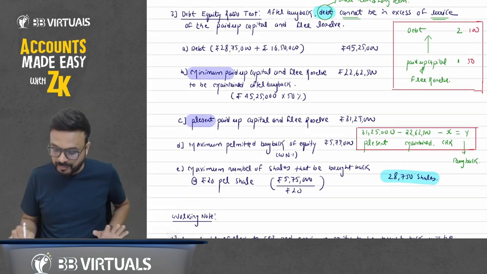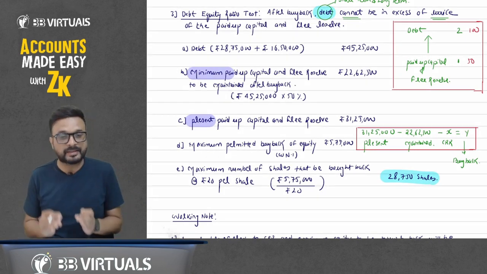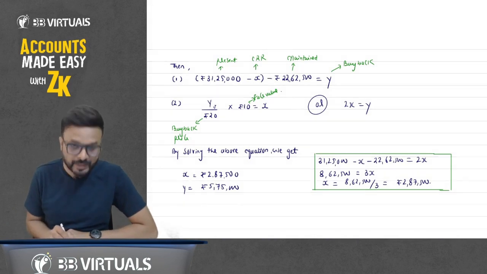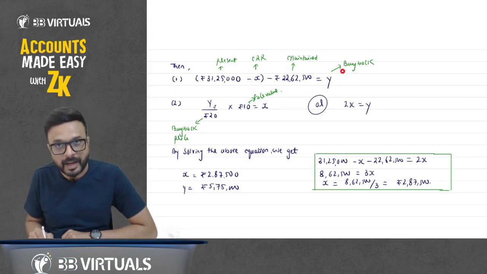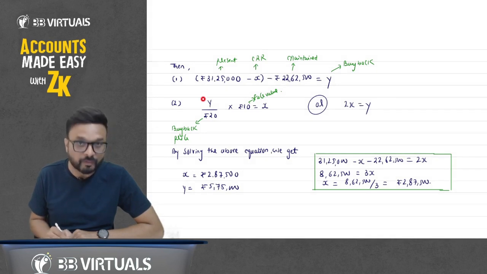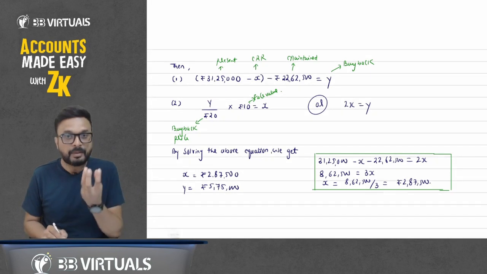Now, how to find out this X and Y? We will find it out by simultaneous equation. First, 31,25,000 is the present paid up capital and free reserve. X is the amount of CRR, and 22,62,500 should be maintained. Whatever amount is left, we can utilize for the purpose of buyback. What is this Y? Amount of buyback divided by buyback price, so number of shares will come, multiplied by face value.